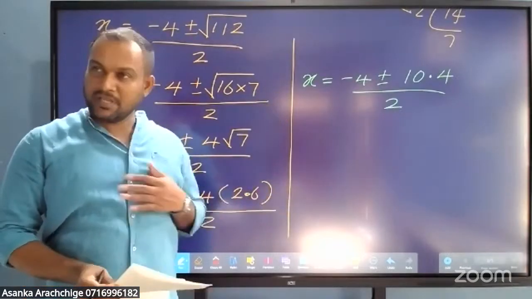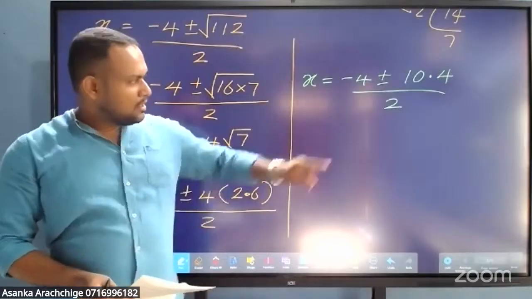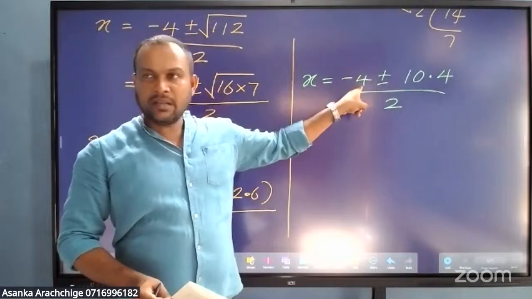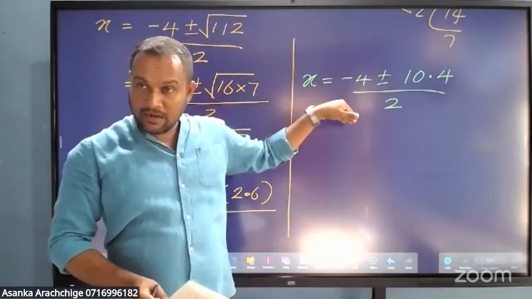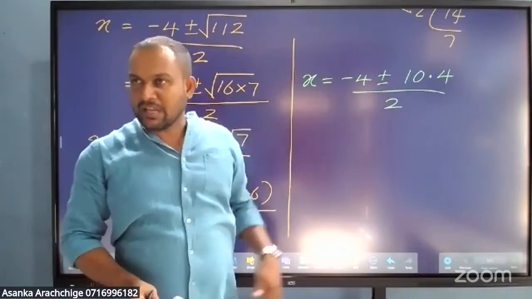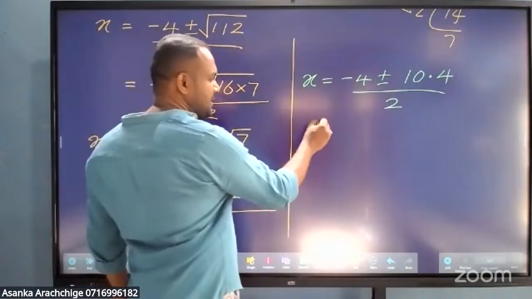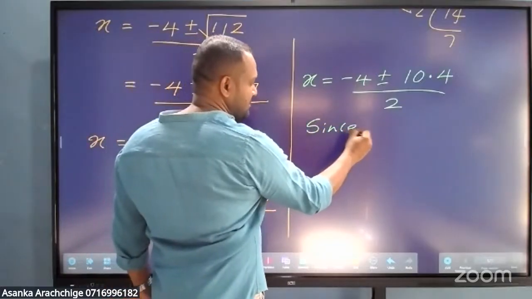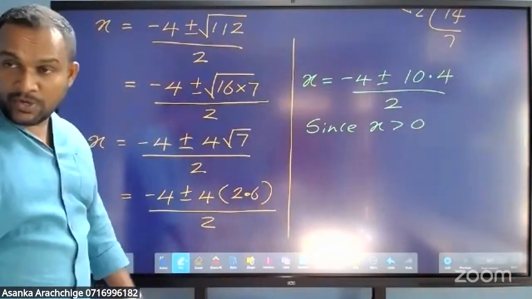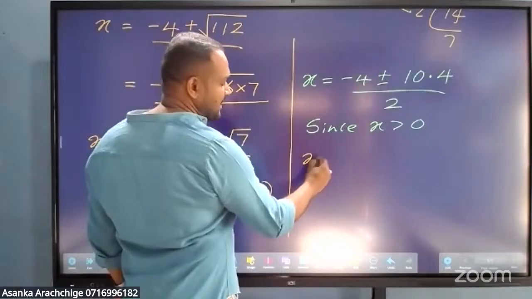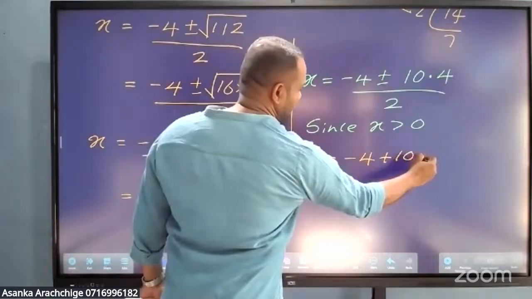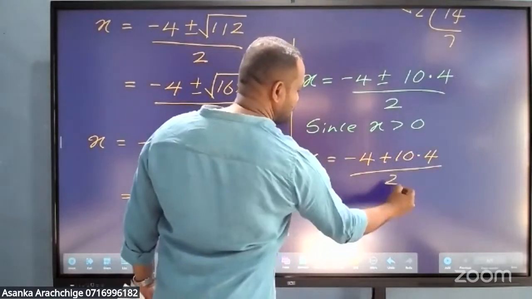Here x is the length of a side of a square. So x must be positive. If we take the negative value, both terms in the numerator are negative, therefore the entire answer becomes negative. Therefore, we can neglect the negative sign. Now you can say, since x must be positive, x equals minus 4 plus 10.4 upon 2.